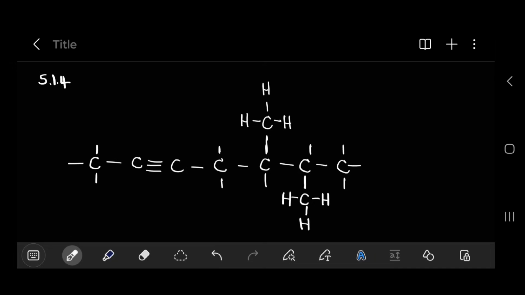So now that I've got the parent, now that I've got the functional group as well as the branches, I'm going to go in and fill in all of these empty bonds with hydrogen atoms. So this is your complete structural formula for compound C.